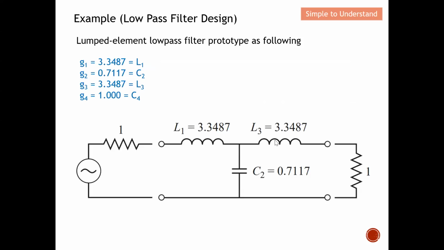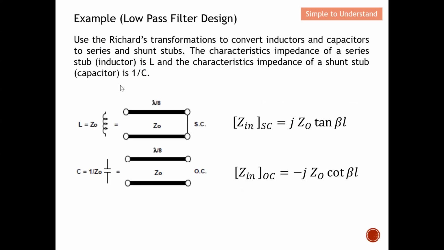Once you have done this, like I mentioned earlier, I'm going to make use of the Richards transformation. The key purpose of the Richards transformation is to convert the lumped elements, inductor and capacitor, to series and shunt stubs. The characteristic impedance of a series stub is for the inductor, and the characteristic impedance of a shunt stub is for the capacitor. In short, if you have a lumped element L, basically it looks like this: you have a series so-called stub. Remember the length of the transmission line will be lambda over 8. This will be fixed, nothing will be changed.